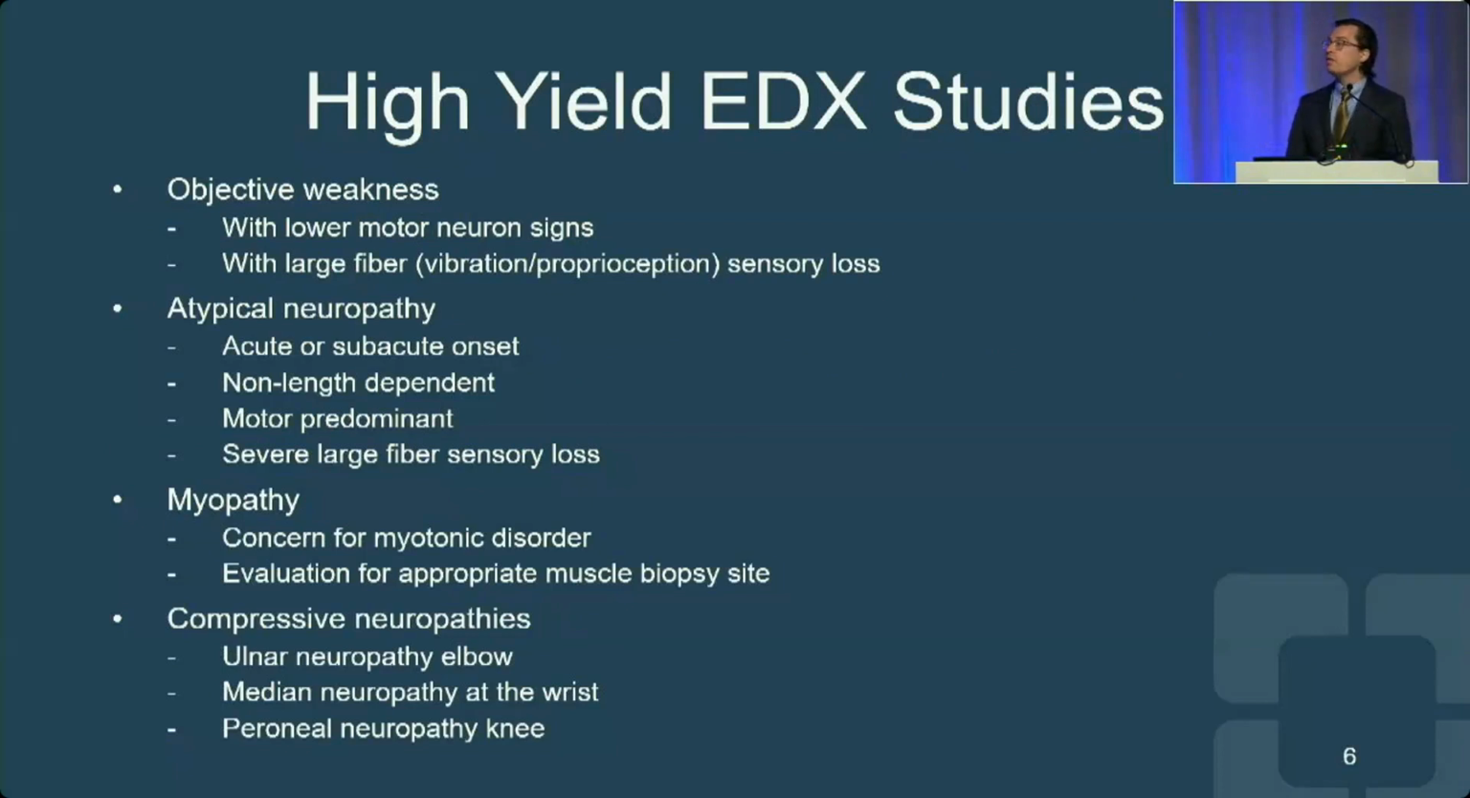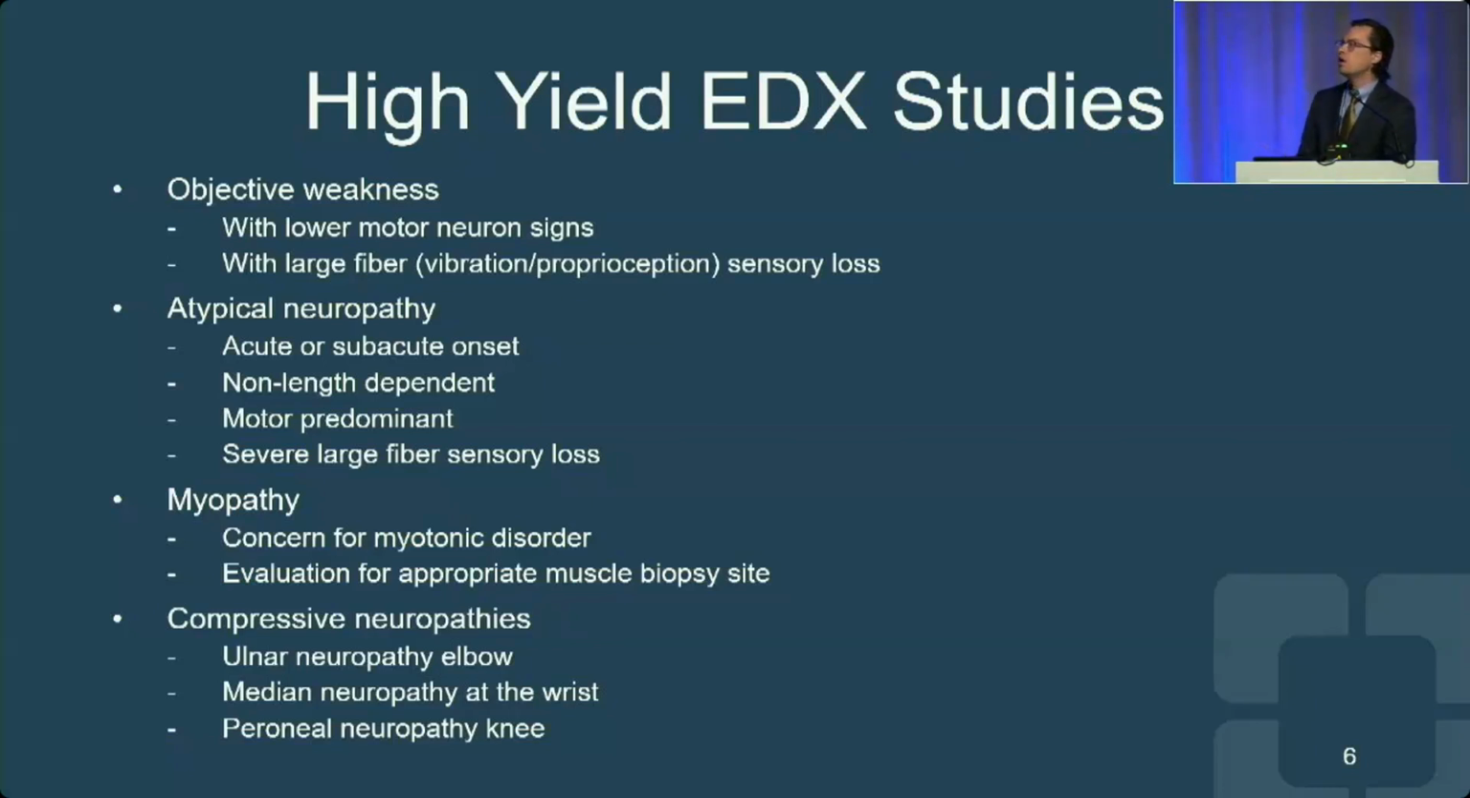In terms of tests that I think of as being very high yield that we see in the lab, one, if a patient has objective weakness, and that objective weakness is accompanied by lower motor neuron signs, areflexia, fasciculations, muscle atrophy, usually we're going to get some really helpful information from the EMG test. Or if they have objective weakness, lower motor neuron signs, and a lot of large fiber sensory loss, so vibration and proprioceptive sensory loss.